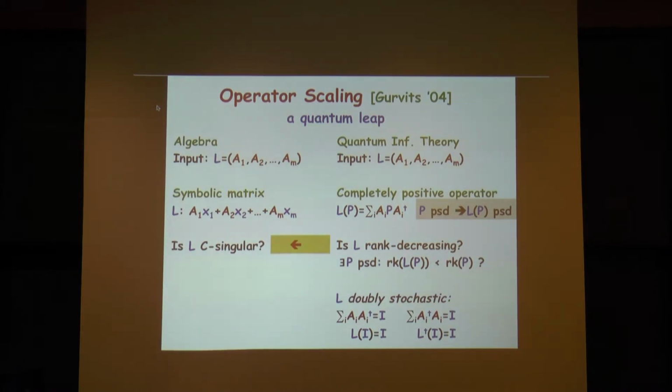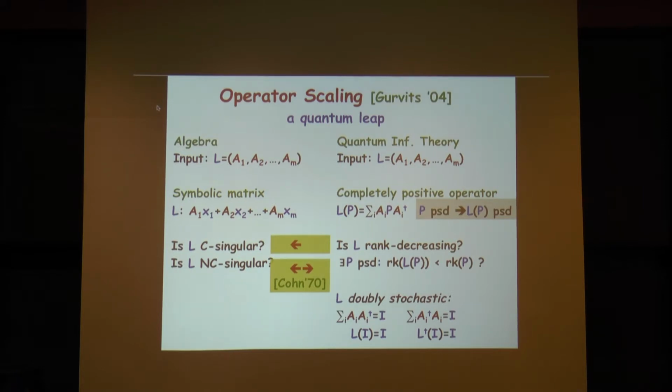And one of the connections that started our recent work is an old result of Cohn that says that if you are talking about non-commutative singularity, then in fact it's equivalent to this rank shrinking condition. So that's why, if we solve this problem, we solve this problem.